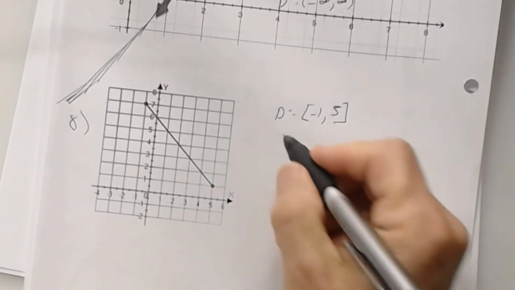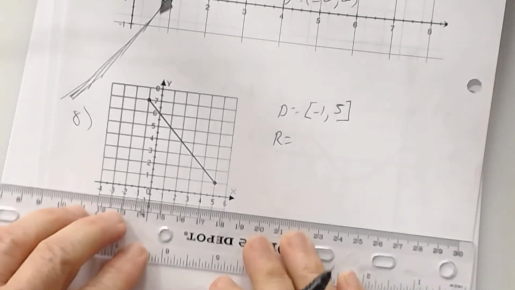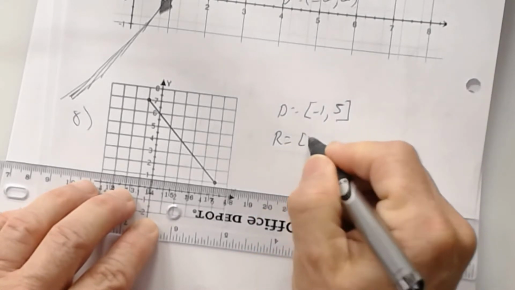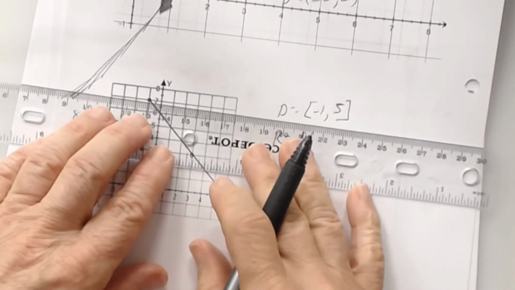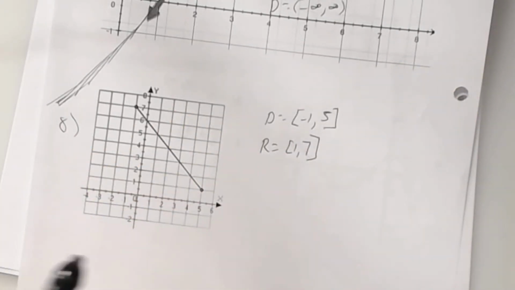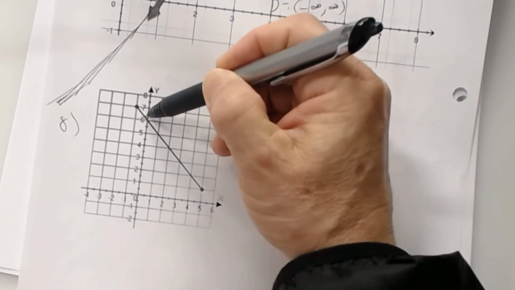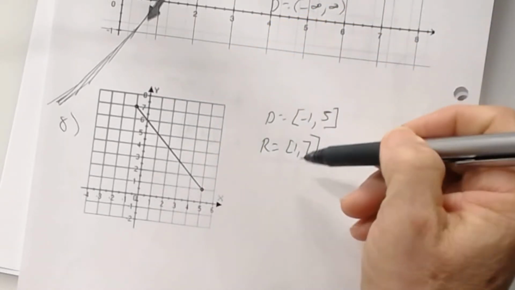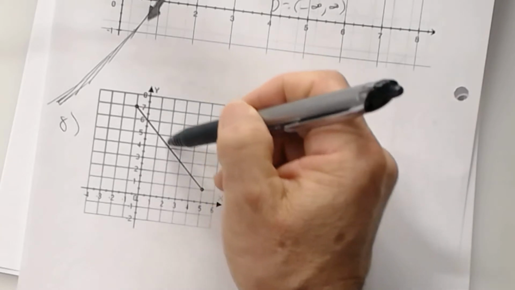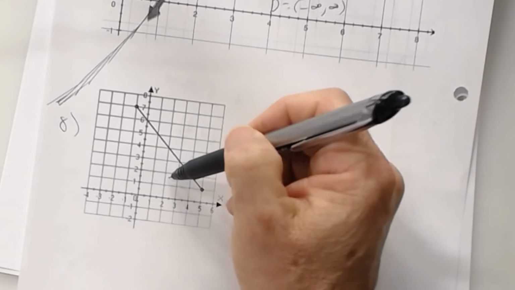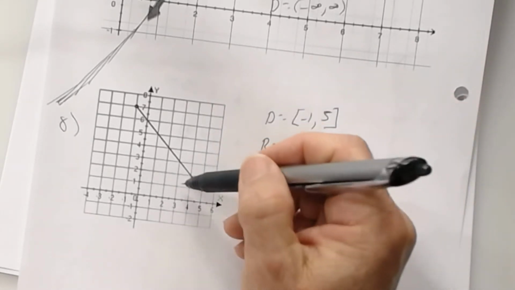The range. When I go along the y-axis, I start touching the graph when y is what? 1. And I end when y is what? 7. So that's your range. So make sure you understand what domain and range tell you. In terms of the points that are on the graph, the y values on the graph are always going to be between what two numbers? 1 and 7. No other number. So 1.2 is going to be on the graph, 1.28 is on the graph, and so on.